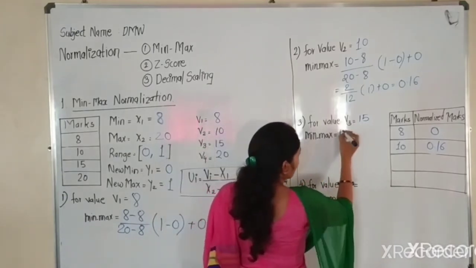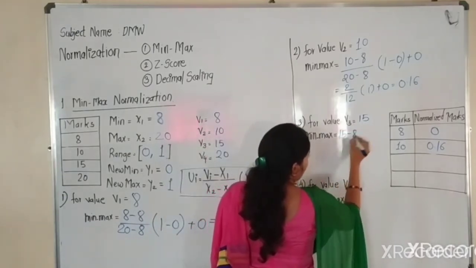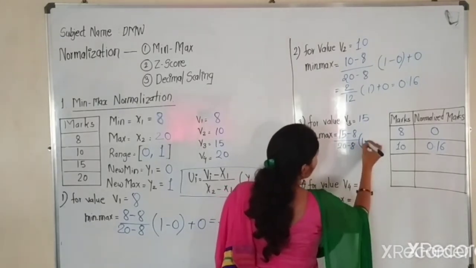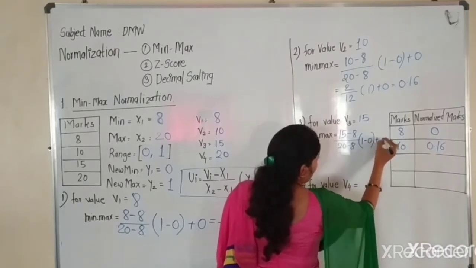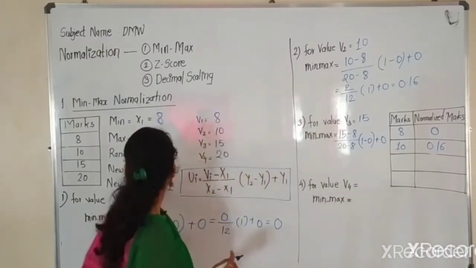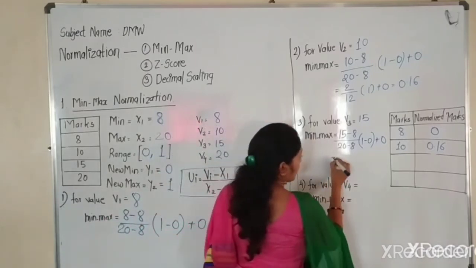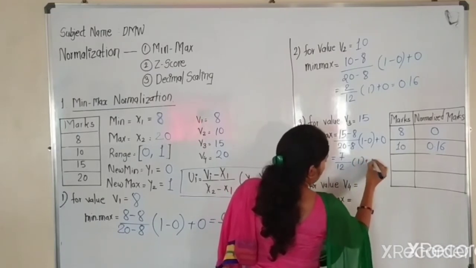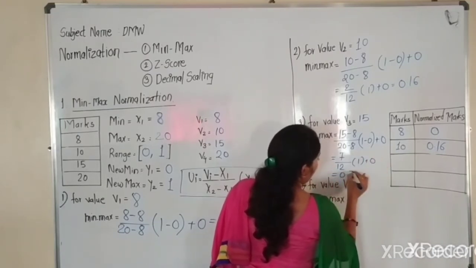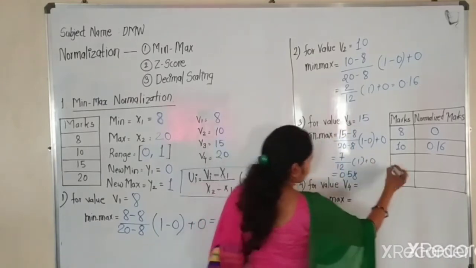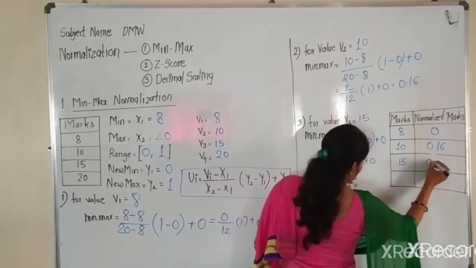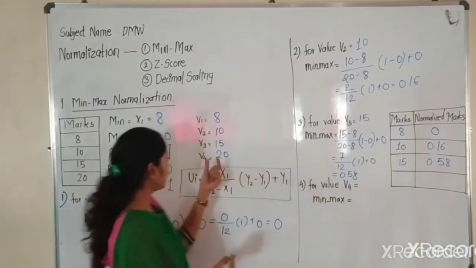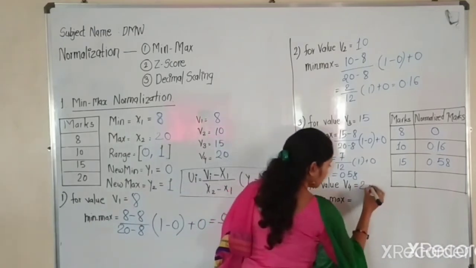So it will become value minus mean divided by max minus mean, into new max minus new mean, plus new mean. New mean is 0, right? We are having the value of new mean as 0. So it will become 7 divided by 12, into 1, plus 0. So it is giving 0.58. So we can represent this value 15 as 0.58. Then the last value V4, we are having the value V4 as 20.